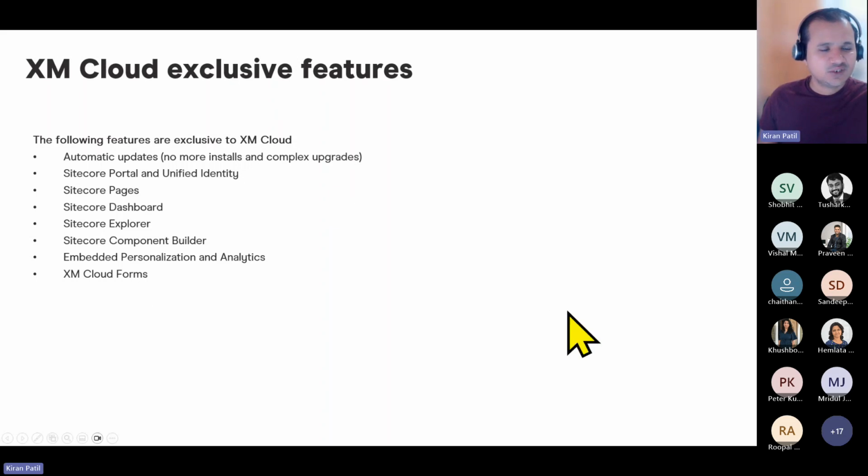So which are the exclusive features of XM Cloud? The biggest thing, as we discussed earlier, is automatic updates. You don't need to do any complex upgrades in the future. Sitecore Portal and unified identity. Sitecore Portal also provides SSO support. If you have your SSO like Okta or Azure, you can plug that in. Sitecore Pages, which is a new kind of experience editor. Sitecore Dashboard, Explorer, and XM Cloud Forms recently got added. We'll see all those things in the coming slides and also see a live demo.